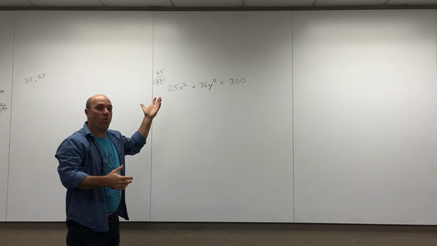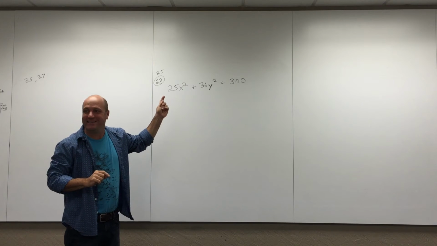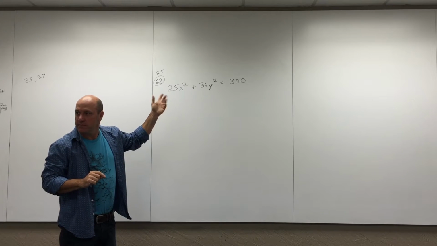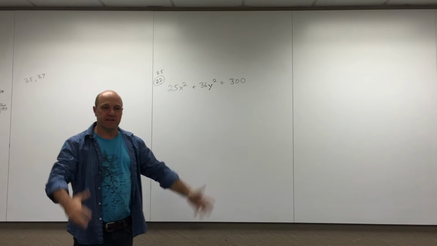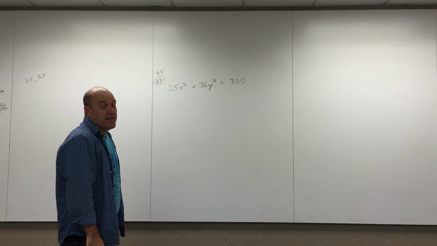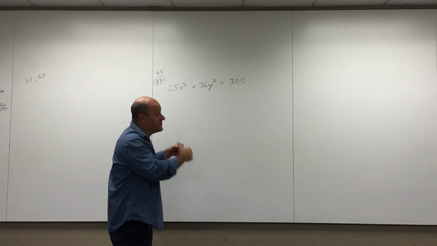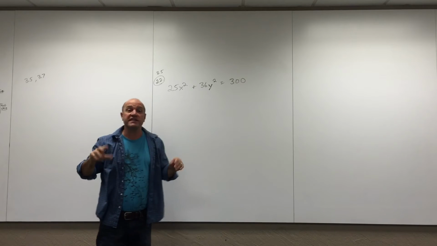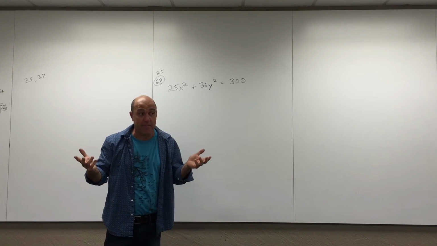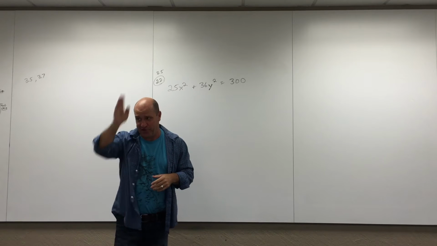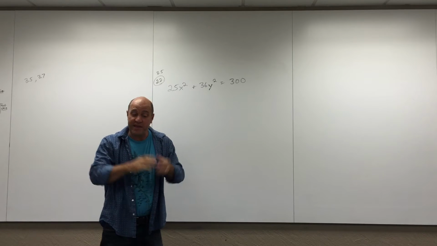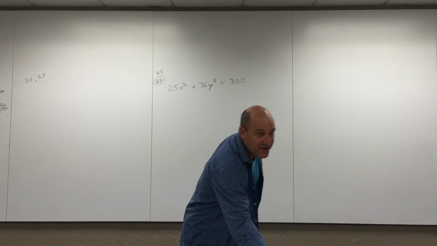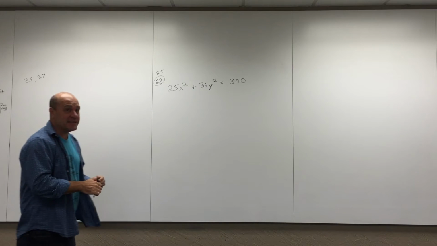It's called implicit because one of them's not by itself. They're just mixed up together in the equation. And these are beautiful relationships, beautiful curves. They may or may not be functions as far as passing the vertical line test. But we can do their derivative, and we learned how to do their derivative. It's pretty cool. It's pretty easy.